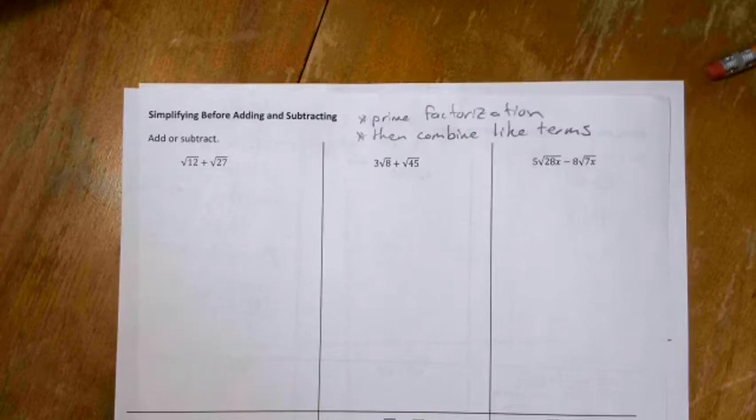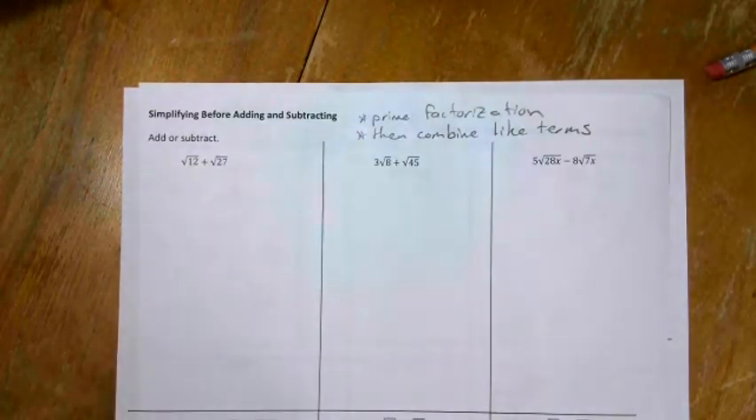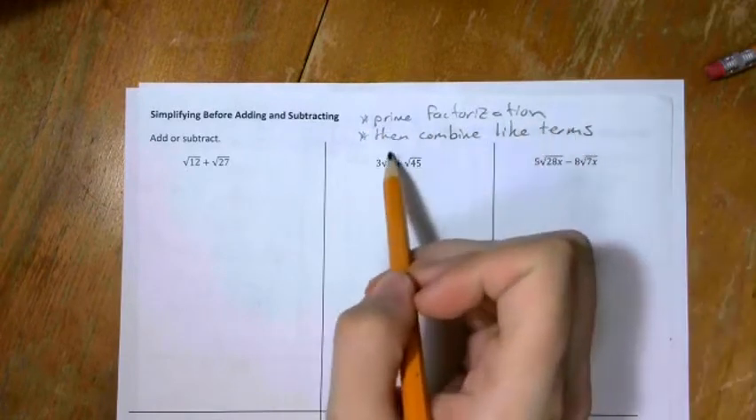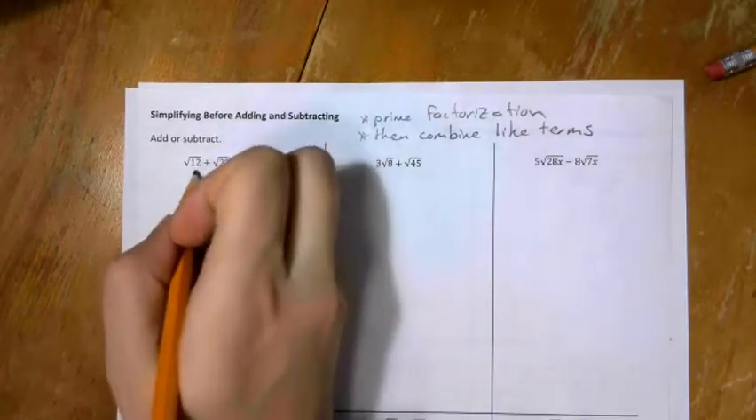Let's take a look at adding radicals, but first we have to simplify them. So the easiest way to do that is to do their prime factorization. Then we can combine like terms like we were doing in our previous examples.